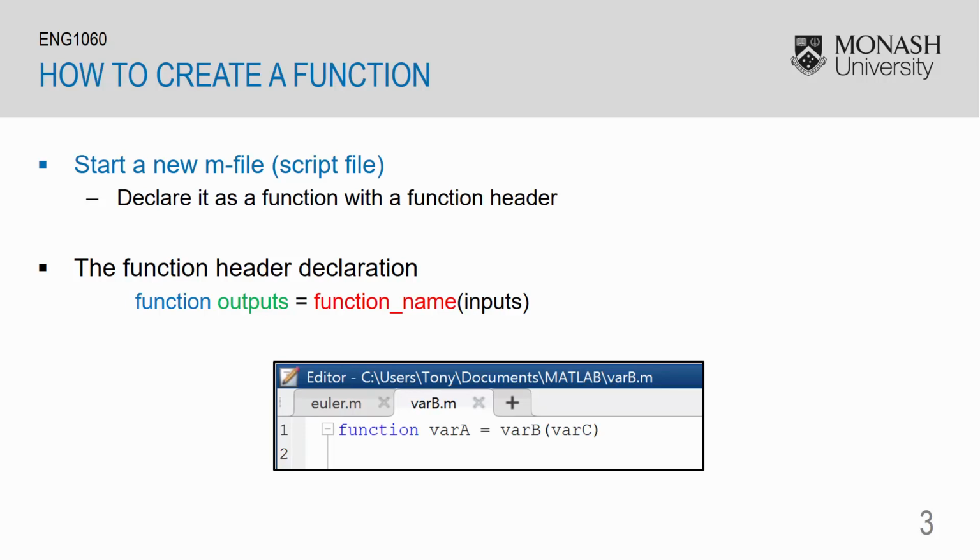So as an example, here is my function file. Here I have the word function, which is the same up here. Then I have my outputs, which is var a. Then I have my function name, which in this case is var b. And then I have my inputs, which is var c. This is known as the function header declaration.